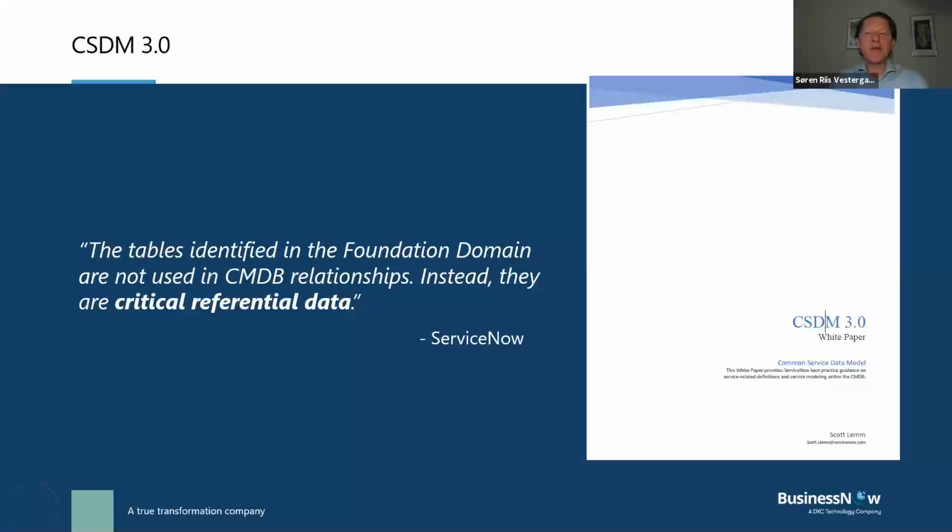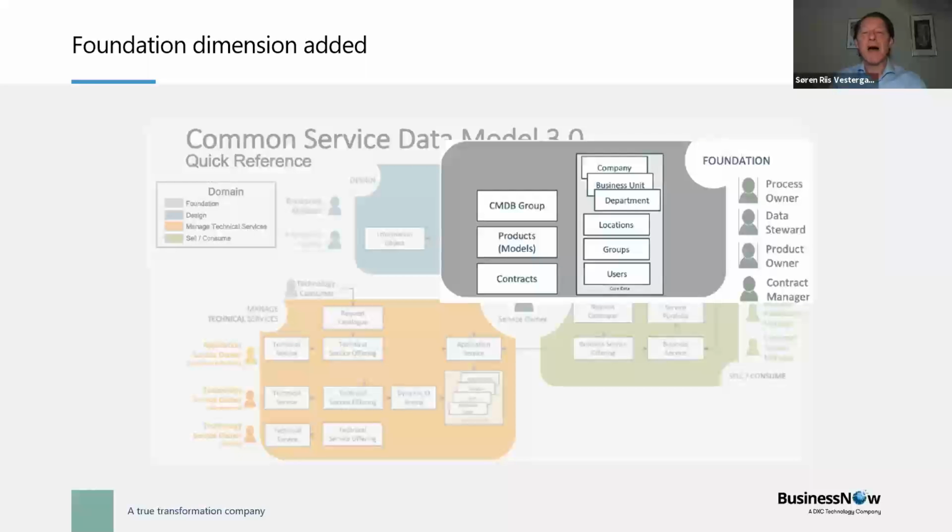Okay, so the foundation dimension. What the CSDM 3.0 white paper is stating is that the tables identified in the foundation domain are not used in CMDB relationships. Instead, they are critical referential data, meaning that they are used as referential data for the entities and the tables within the model. The implication of this is that if the data here is subpar, then you will probably be challenged with getting the value out of the model. And I'm going to dive into that a bit more.